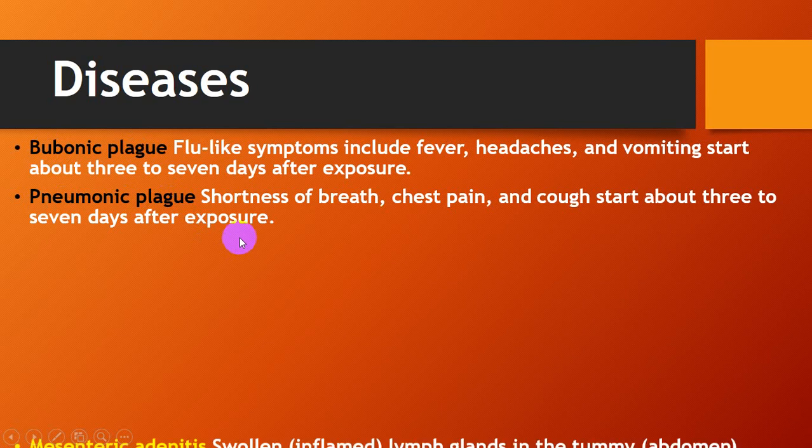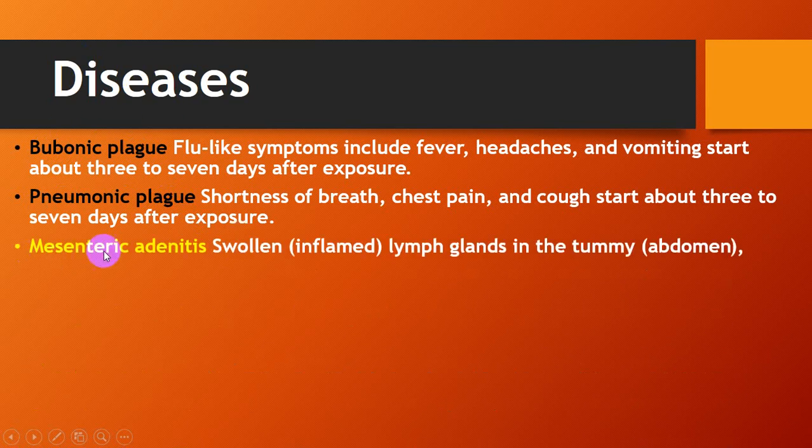The third disease it will cause is mesenteric adenitis. So what is mesenteric adenitis? Mesenteric means abdomen or tummy, and adenitis: adeno means glands, and itis means swollen or inflamed. So collectively it means swollen, inflamed lymph nodes in the abdomen or tummy, called mesenteric adenitis. So the third disease is mesenteric adenitis.